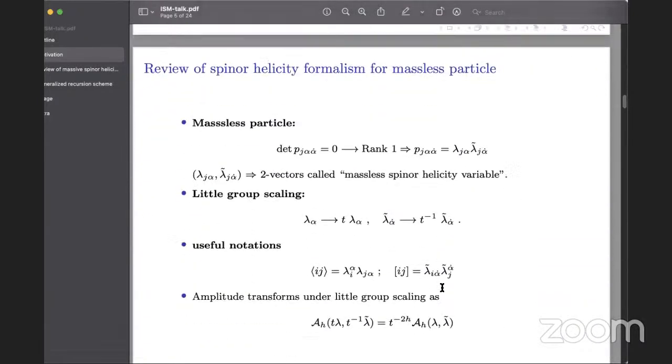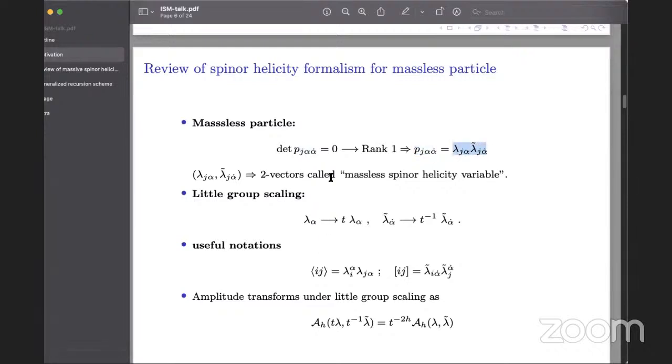Okay, so let me briefly review what the spinor helicity formalism is. For a massless particle, the momentum vector written in this SL(2,C) representation becomes a 2x2 matrix, and because of the on-shell condition, the determinant is 0, which makes this 2x2 matrix rank 1, which implies that this matrix can be written as a product of two two-component spinor variables. So basically, they are Weyl type of spinors.